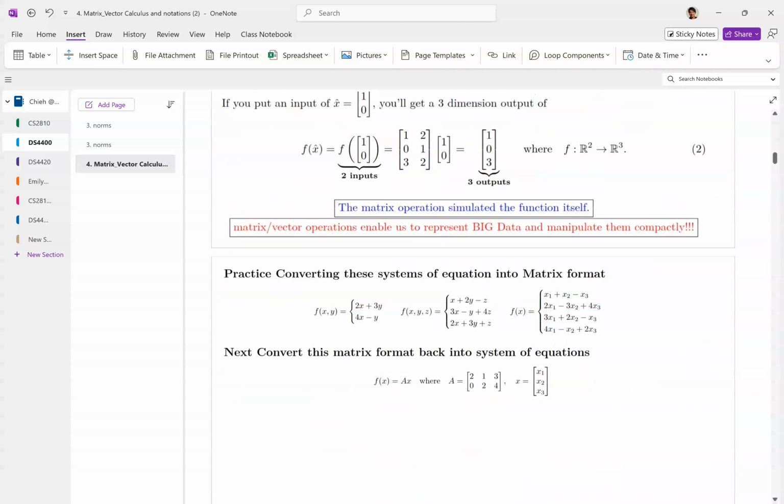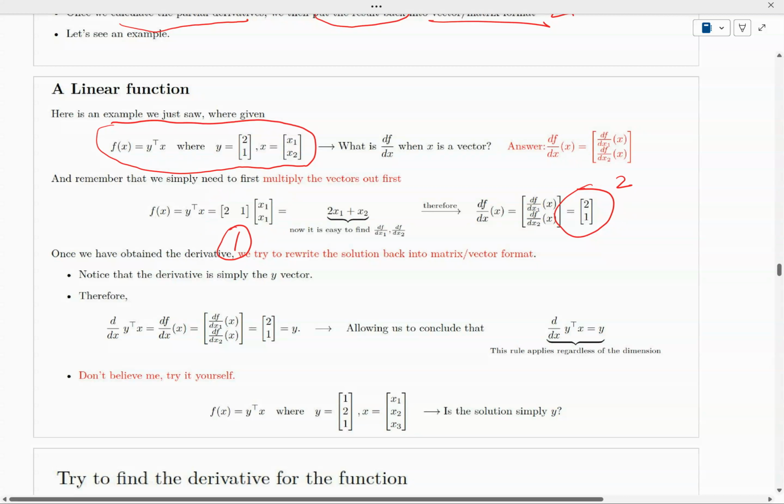When we want to take the derivative, like I told you, all we do is multiply them out. Then the derivative with respect to x1 is 2, and the derivative with respect to x2 is 1. So we now have the derivative. It's really, really that easy. So that was step one, when you multiply them out. Step two is to take the derivative.